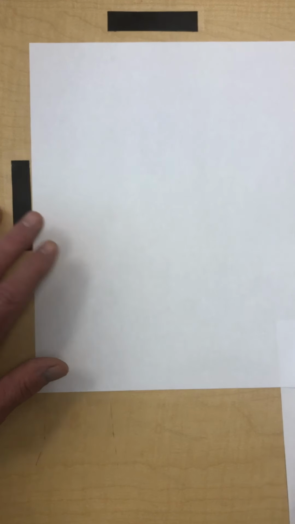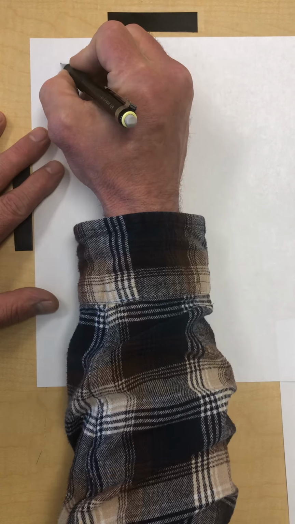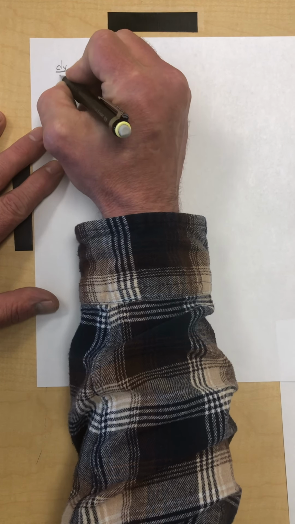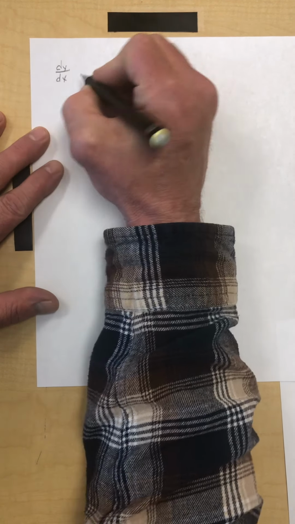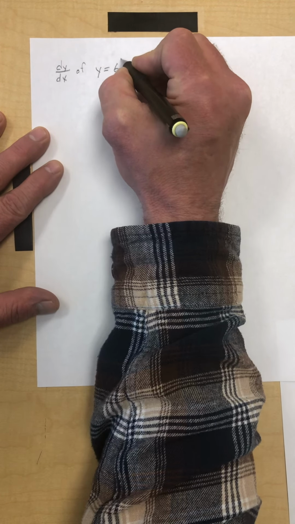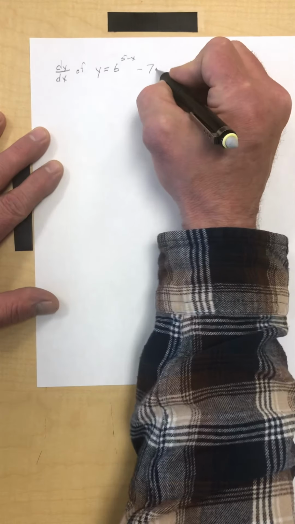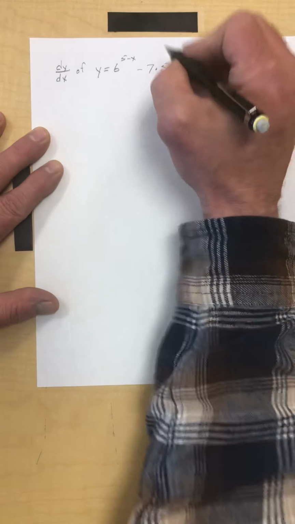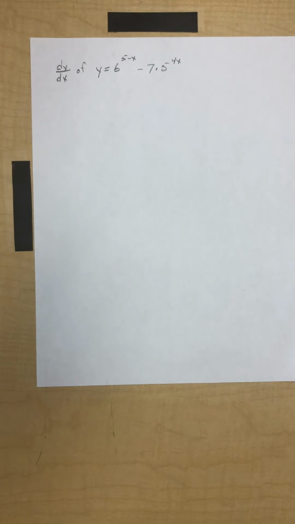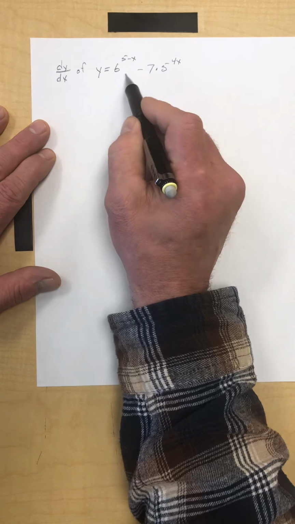let's get this guy set up. Okay, so we have to do the derivative of y equals 6 to the power of 5 minus x, minus 7 times 5 to the power of 4x. So we're going to have to take each of these terms one at a time. Okay, so this guy is just real straightforward.